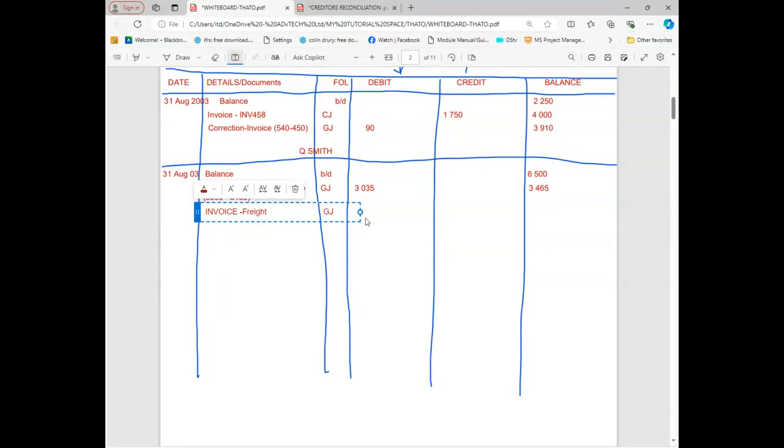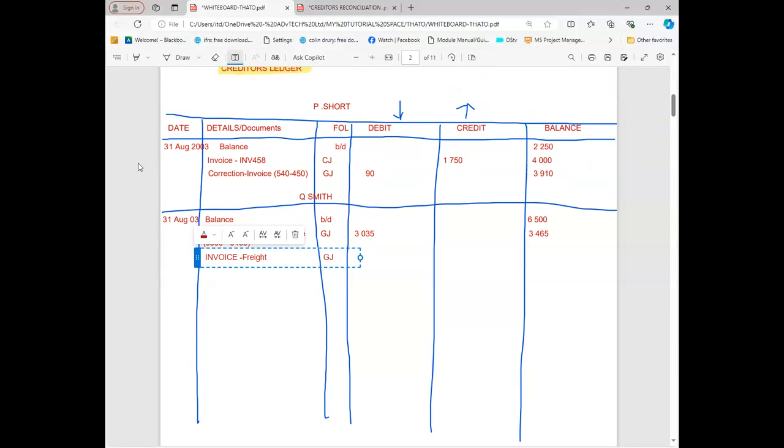And then the amount was 535, under which side? It will be on the credit side. Credit side, 535. And the new balance will be, let's see, 4,000. 3,465, no, 4,000 on the dot. 4,035. Or just 4,000? It's just 4,000. Thank you.